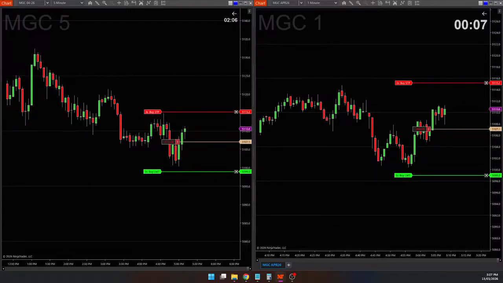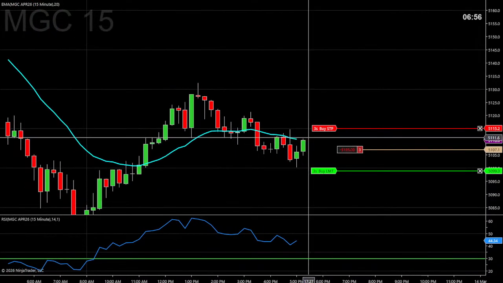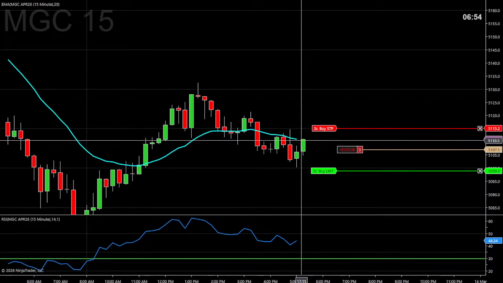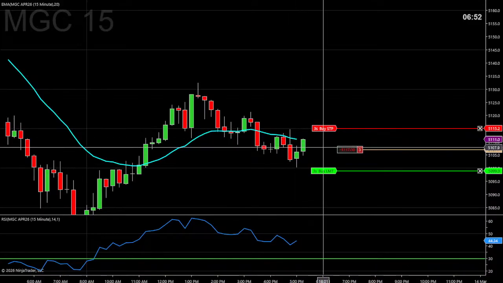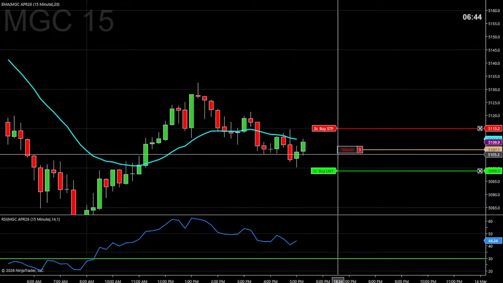2 hours until London, and the main chart is showing me something interesting: buyers are pushing the price up to the average. They did the same thing here.